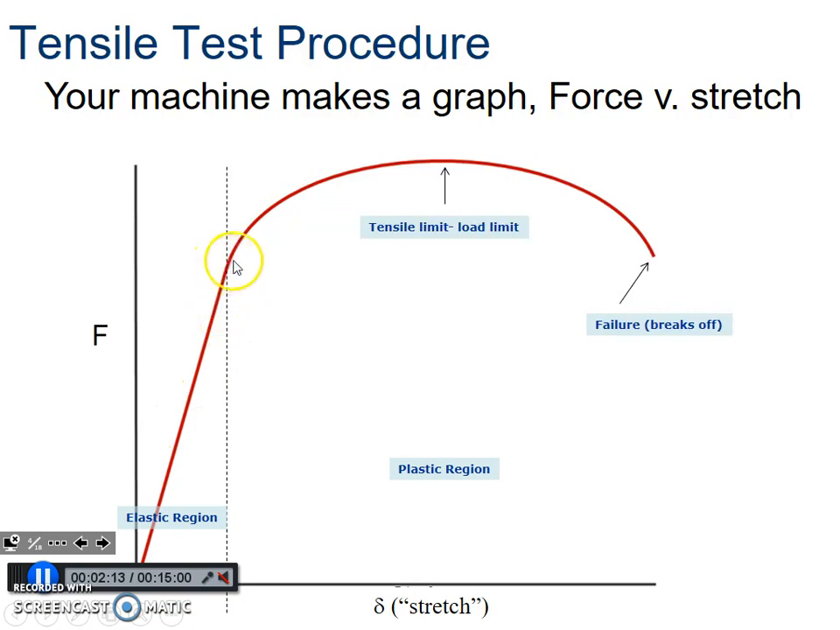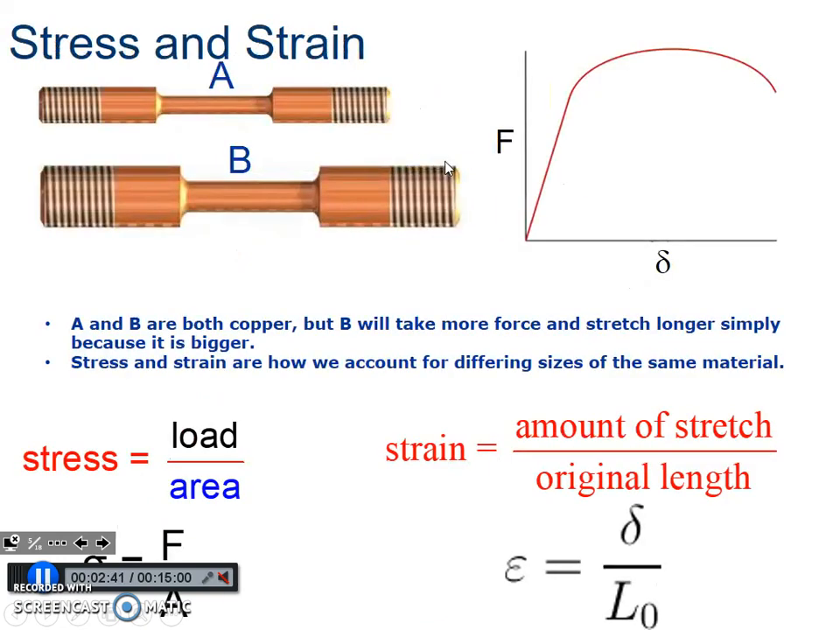But if you bend it too far, it will go into what's called the plastic region, where it's going to deform, up to a certain point. Eventually it reaches the point of failure, which is when it snaps and breaks. And right here at the very pinnacle of this curve is called the tensile limit, or the load limit. This is the maximum amount of force an object can hold.